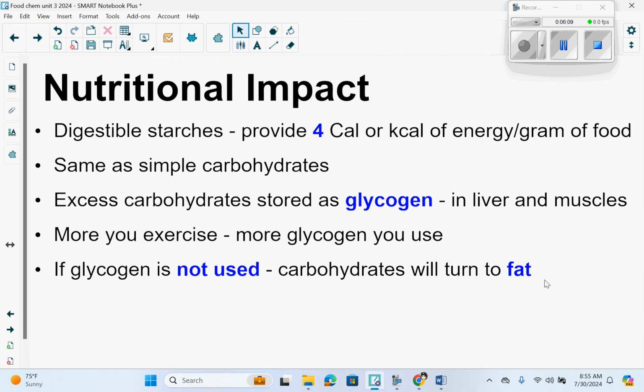Nutritional impact. Digestible starches, again, provide 4 calories or kilocalories of energy per gram of food. It's the same as simple carbohydrates. Excess carbohydrates are stored as glycogen in liver and muscles. The more you exercise, the more glycogen you use. If glycogen is not used, carbohydrates will turn to fat.